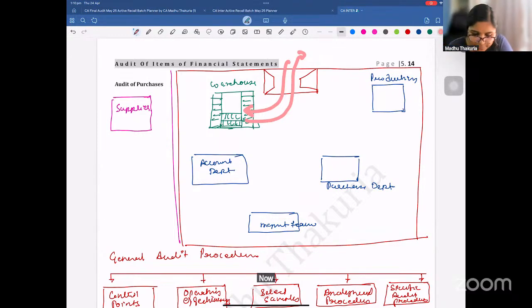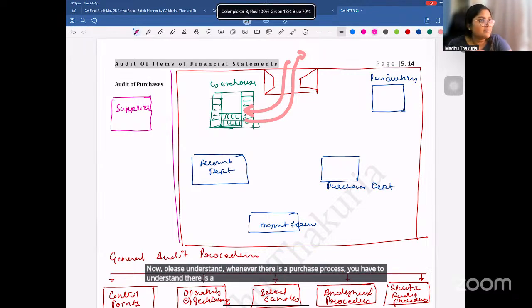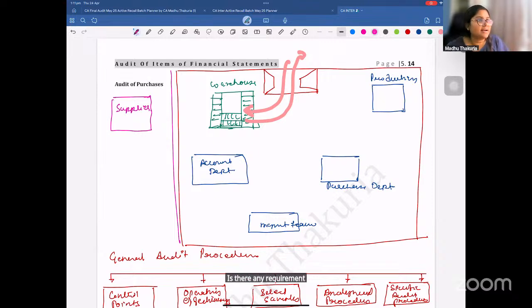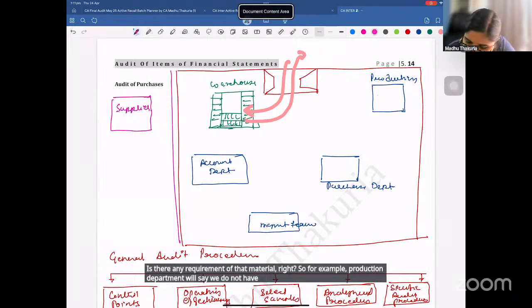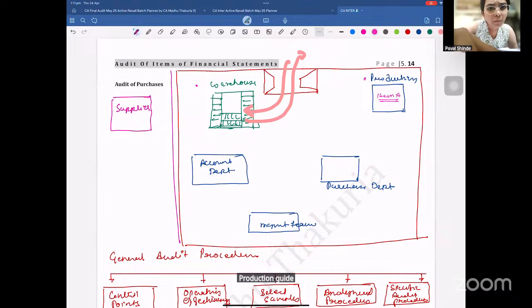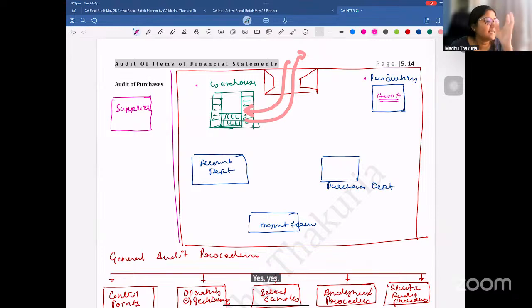Now, please understand, whenever you want to purchase something, you need to first understand, do you need it? Is there any requirement of that material, right? So, for example, the production department will say we need item A for production. The production guy will call the warehouse guy.